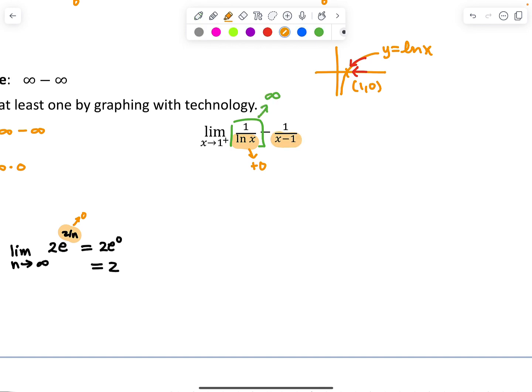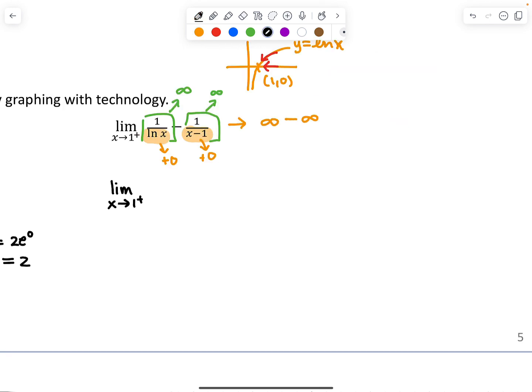Now similarly, x minus 1, as x approaches 1 from above, this will also approach 0, but from above, which means that this fraction also will be approaching positive infinity. So overall, we do have positive infinity minus a positive infinity. We have a difference indeterminate.